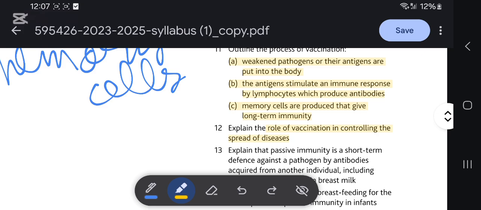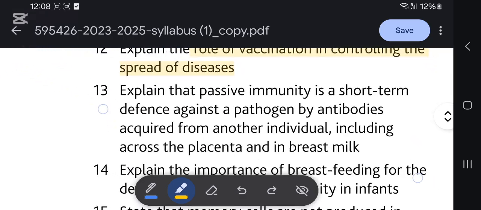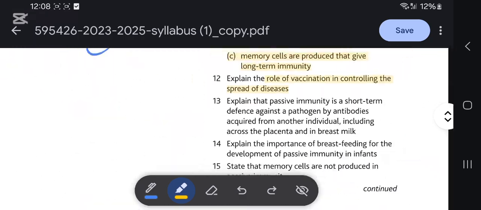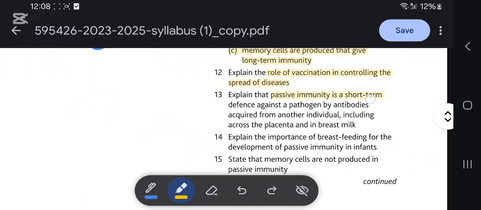The role of vaccination in controlling the spread of disease is very important. Why? Because if people are vaccinated against a disease, the pathogen will have very few places to live and grow, and therefore the spread of disease will be decreased. Non-vaccinated individuals will also get protection as a result of herd immunity, because the pathogen will have fewer places to go to.